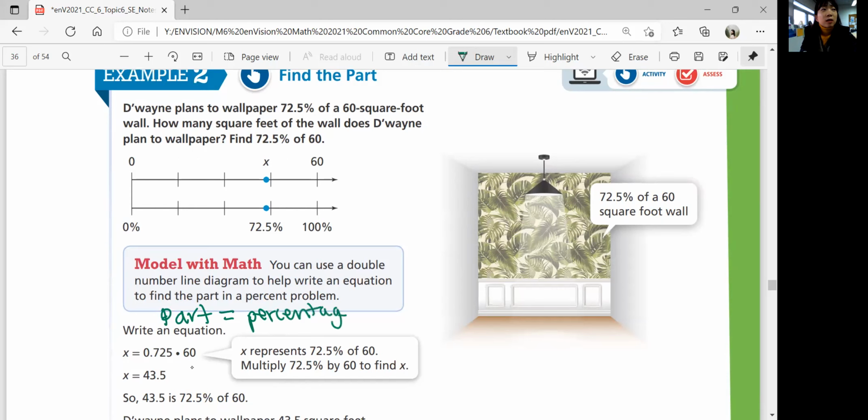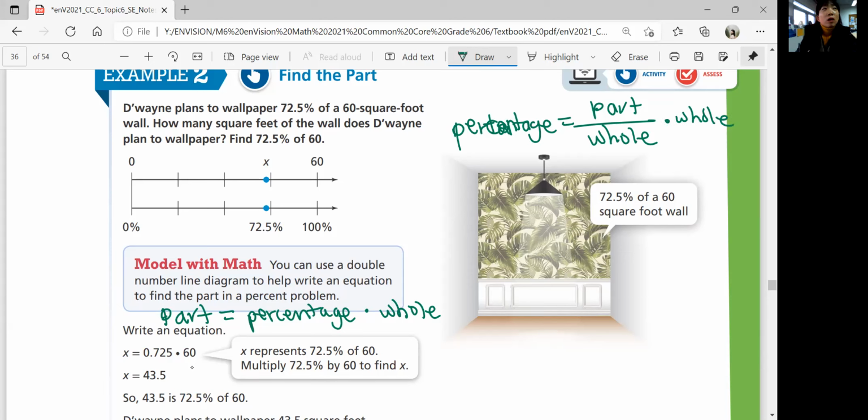Percentage times the whole. Why? Because we learned that percentage is part divided by whole, right? Whole is 100%. Part is, whether it's big or small, a different one, right? So if we change that equation and say, I want to get a part, I'm going to multiply by the whole on both sides of the equation. I can get rid of the whole here and say, oh, part is just going to be equivalent to whole times the percentage. Does that make sense?